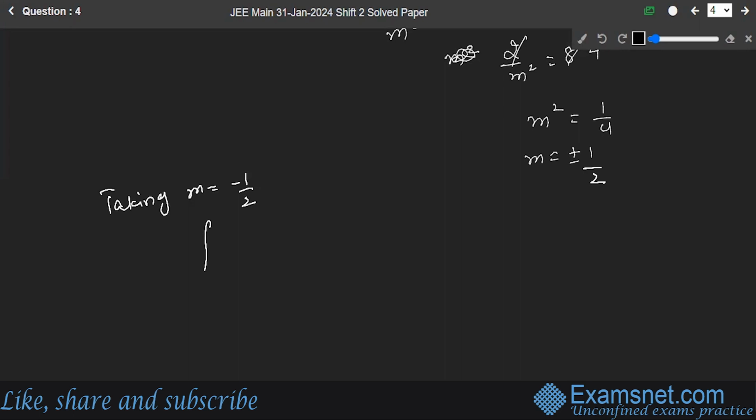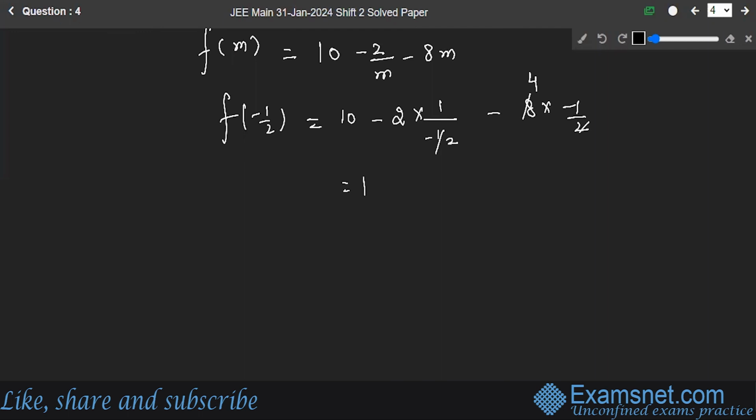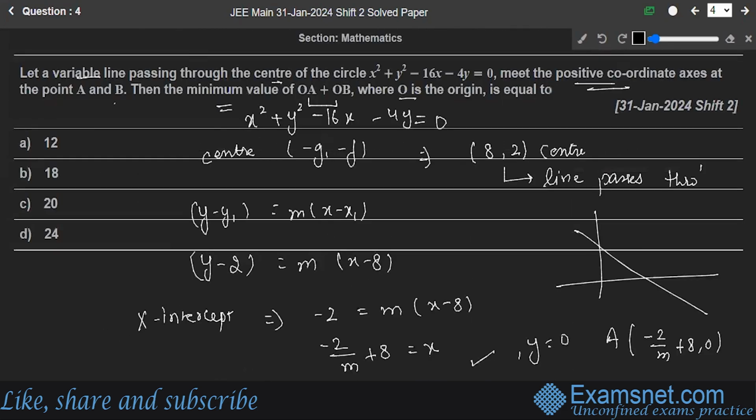So taking m as minus 1 by 2, what is f of m equal to? That was equal to 10 minus 2 upon m minus 8m. So f of minus 1 by 2 will be given by minus 2 into 1 upon minus 1 by 2 minus 8 into minus 1 by 2, which will be 10 plus 4 plus 4, that is equal to 18. So this is the answer to the question, option B. Hope you're clear with this. Let's move to the next.